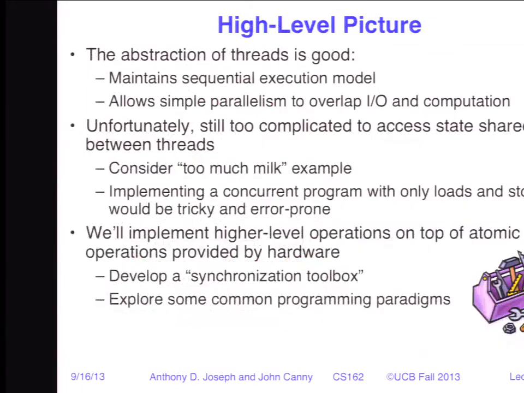So we have this nice abstraction of threads. It gives us this sequential stream of instructions as an execution model, which is a very nice and easy model. It allows us to overlap I/O and computation and to have parallelism. So those are all the sort of positives. But it's very complicated still to access this shared state. Right? This is just one example. That was one solution. I'm sure there are other solutions we could come up with that are equally as complicated and difficult to reason about in terms of correctness.